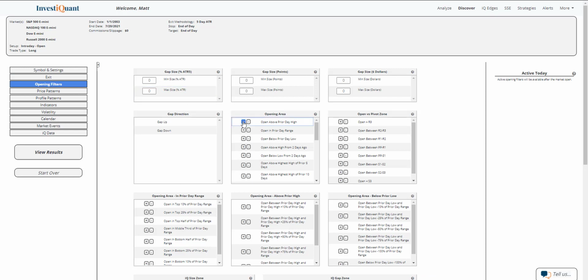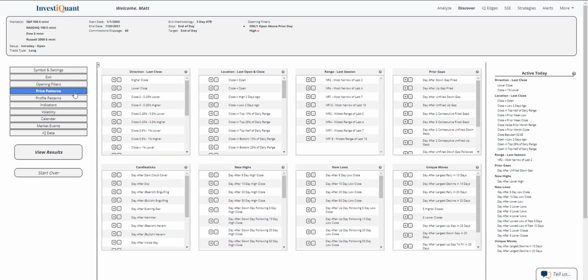We're currently trading above yesterday's high, so I'm going to use that pattern specifically of opening up above the prior day high. And this is an important one to pay attention to. If we do not open above the prior day high, you'll want to rerun this without the open above prior day filter here. The next thing I'm going to add to it is price patterns.